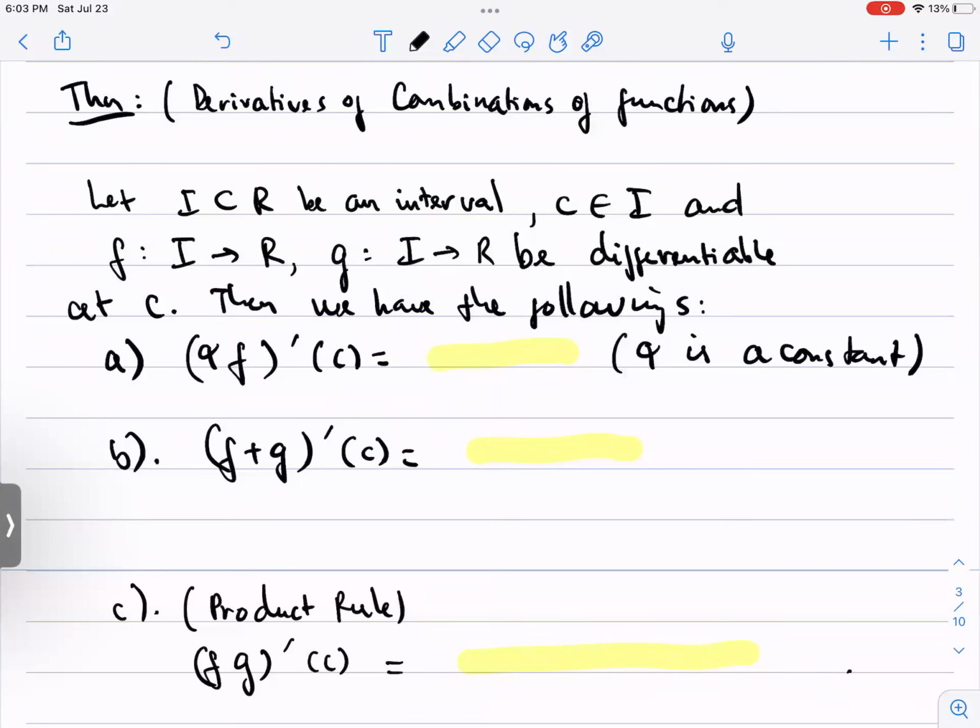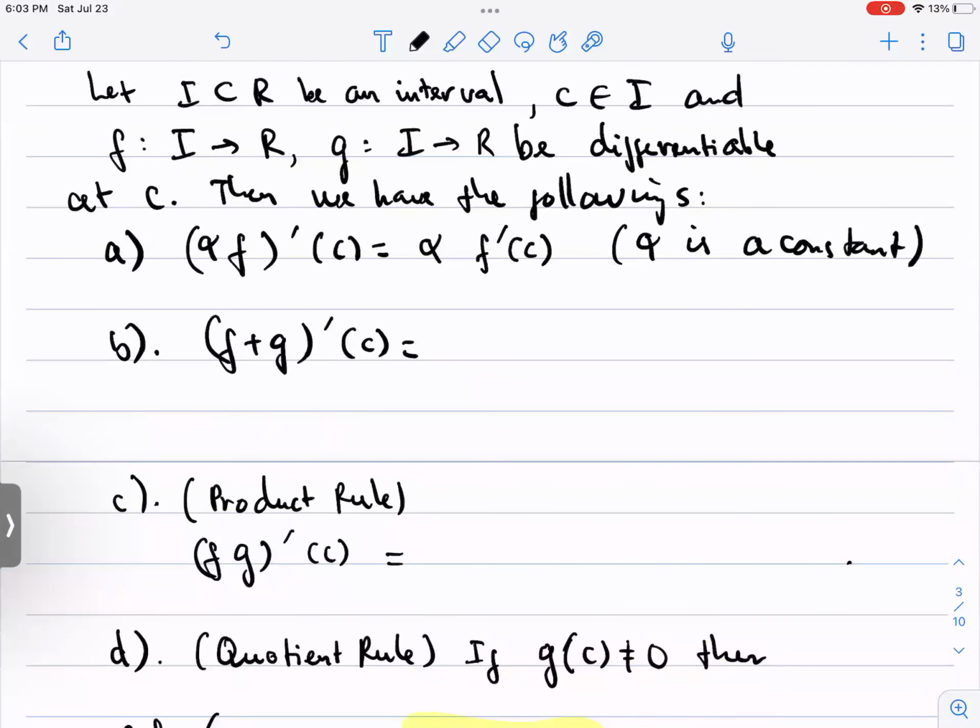Then we have the following. If we multiply the function f by some constant alpha, then the derivative of this combination is just equal to alpha times f prime(c). So basically, multiply a function with alpha, we're going to multiply its derivative by alpha. If you add two functions together, f plus g, then the derivative of this combination is equal to the derivative of the function f at c plus the derivative of the function g at c. So the derivative of a summation is the summation of derivatives. In other words, derivative is compatible with algebraic properties of real numbers.